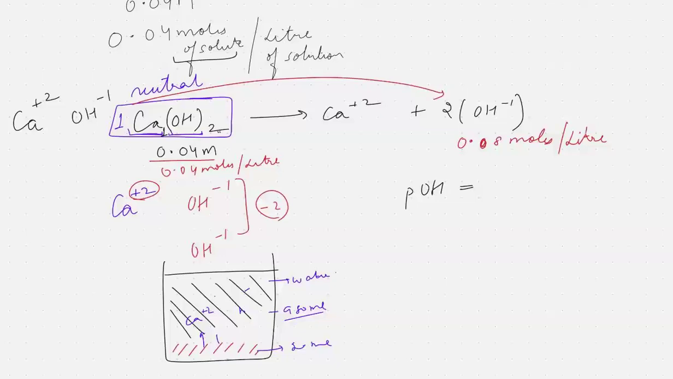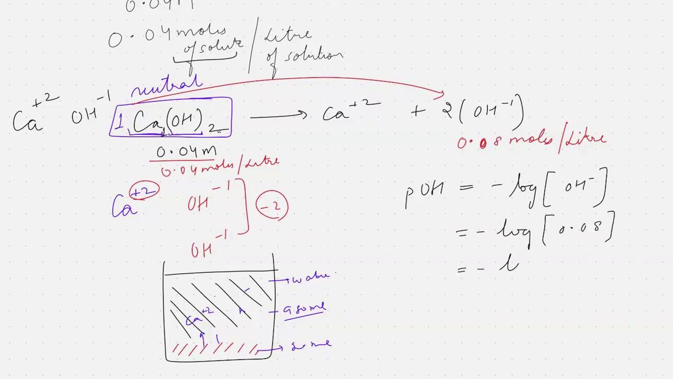Am I right? So now if I have to calculate the pOH, I'm going to say it is minus log of OH negative ion concentration. So this becomes minus log of 0.08. So this becomes minus log of 8 over 100. Are we understanding?